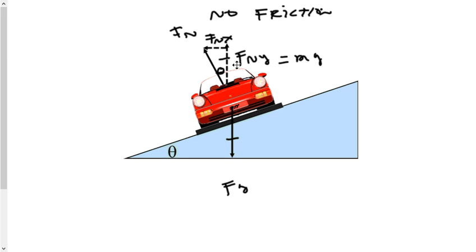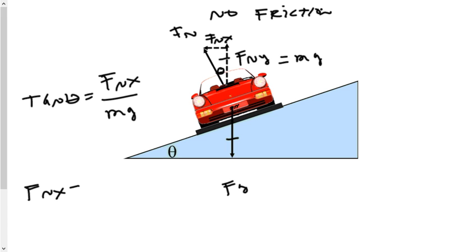So we see we have a similar system as the other question. The tangent of the angle theta is going to be opposite over adjacent, so force normal x divided by force normal y, which is mg in this case. So we know that force normal x is going to equal mg tangent of theta. Now, what purpose is force normal x providing? Well, the center of the circle is actually this way because this thing is rotating in a circle. So force normal x is going to be equal to force centripetal.